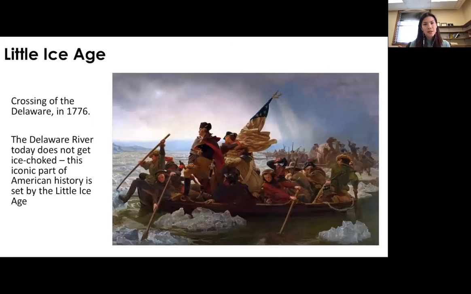And then we also have the infamous crossing of the Delaware by Washington and his troops in 1776, which is perhaps another example of the Little Ice Age, because nowadays we don't tend to see the Delaware being this ice-choked around in December. And so we think this might be another way in which the Little Ice Age is kind of sneaking into our art and into our culture.